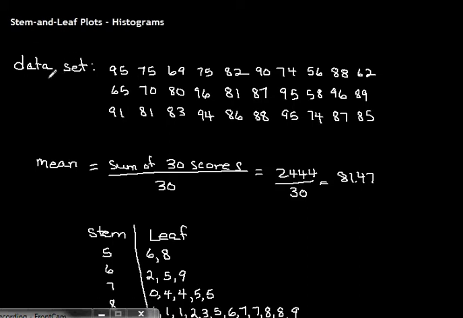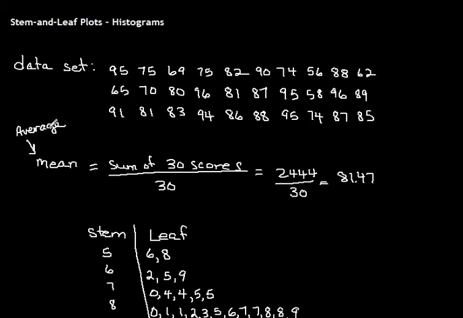Okay, say you have a data set with these 30 numbers in it. You can do a couple different things with them. You can find the range, which is where you subtract the smallest number from the biggest number. You can find the average. These are test scores, so we can find the average, which we call the mean.